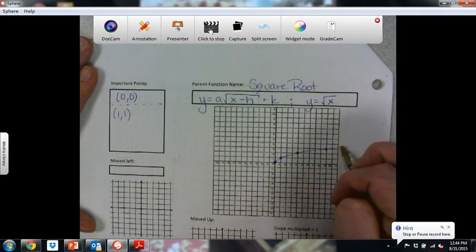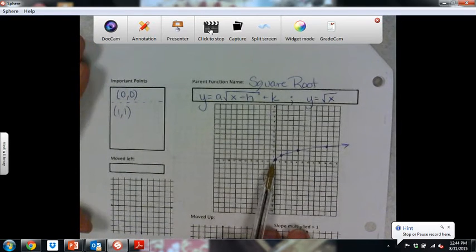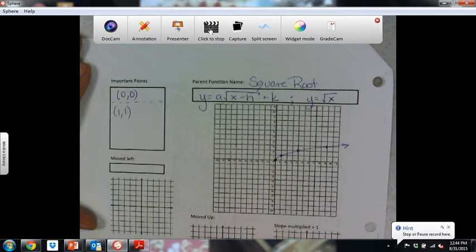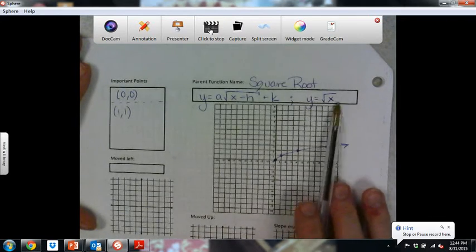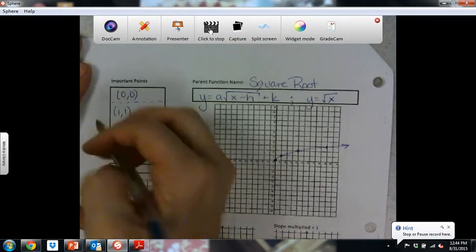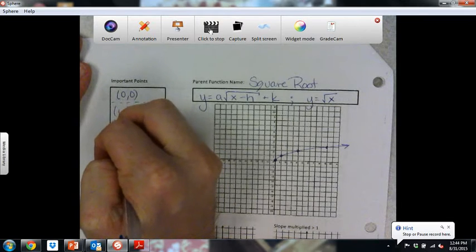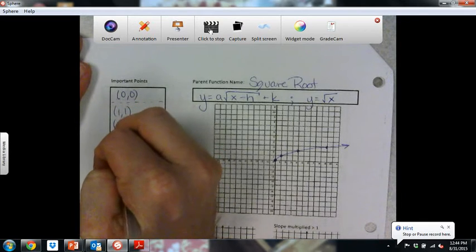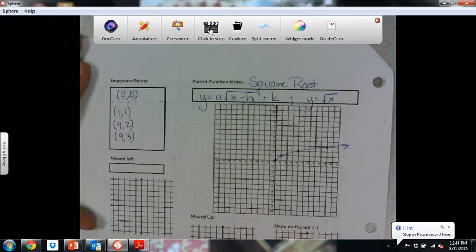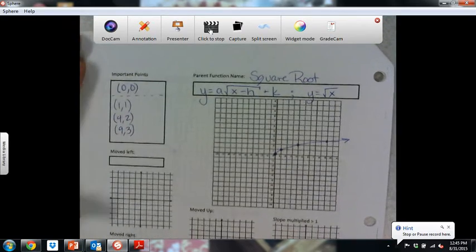Okay. Now, we talked a little bit about the fact that there shouldn't be any values. You can't plug in a negative x. If you try to grab your calculator and do the square root of negative 4, it would give you an error. So we had 1, 1. We had 4, 2, and 9, 3. Not all of those are going to fit on a graph, but we'll make this work.